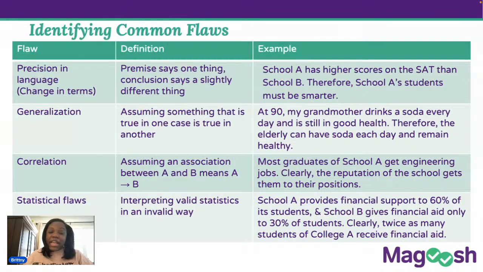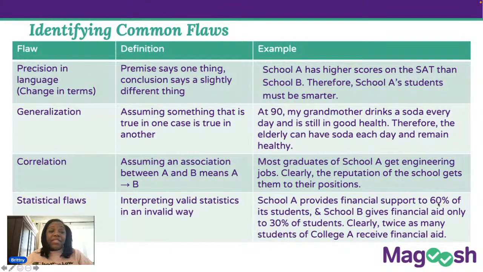Last but not least, we have our statistical flaws, which is basically interpreting valid statistics in an invalid way. So here's one. School A provides financial support to 60% of its students, and School B gives financial aid only to 30% of its students. So clearly, twice as many students of College A receive financial aid. All right, we may assume that that's true because 30% times 2 is 60%. But that may not be the case, right?